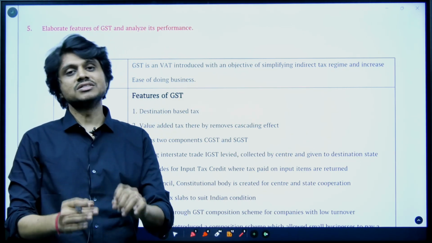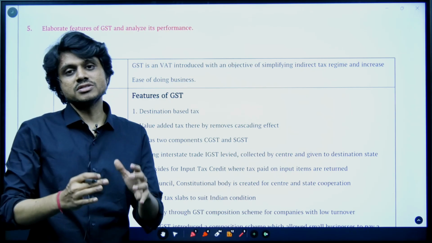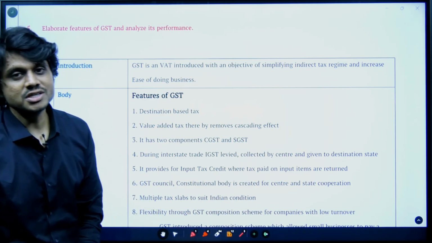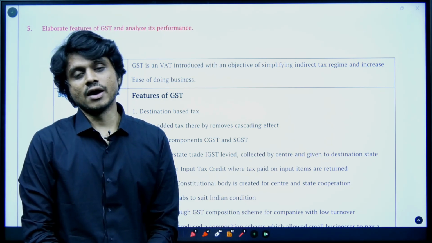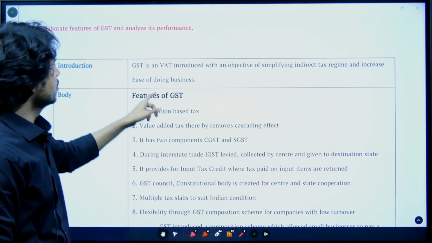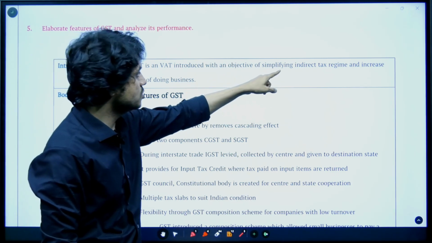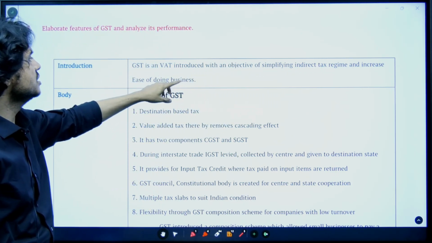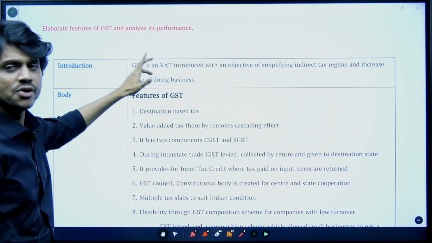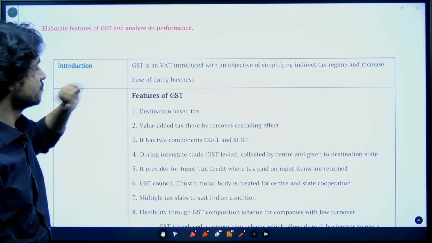That is called the GST. So this is the actual concept of the GST. You have to understand, it is a kind of indirect tax reform, introduced with an objective of simplifying the indirect tax regime and increasing the ease of doing business. Simple introduction, yet effective introduction.